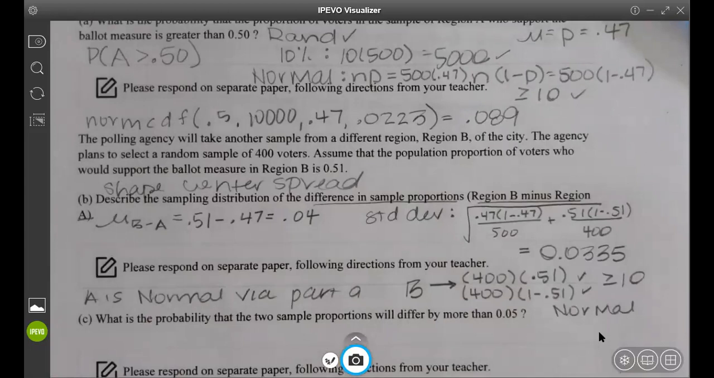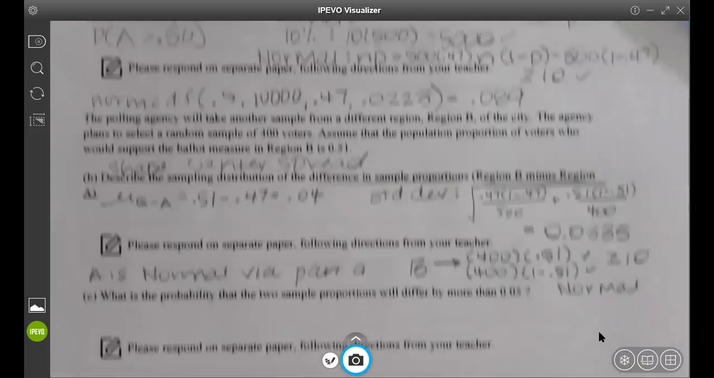All right. What's the probability that the two sample proportions will differ by more than 0.05? So what is it asking for?